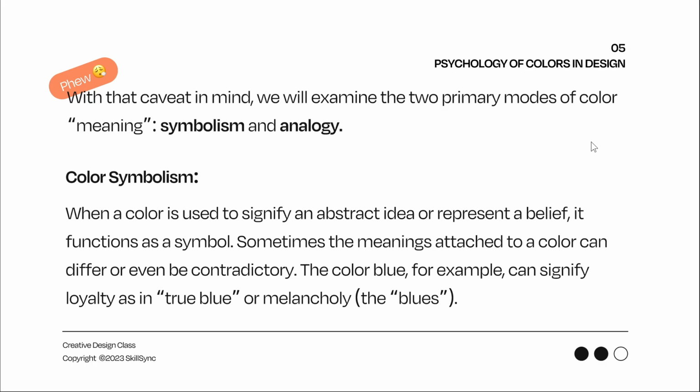Now we have color symbolism and color analogy. With the color symbolism, it's used to signify an abstract idea or represent a belief. It functions as a symbol. In this case, color is functioning as a symbol. So the color blue is used to represent loyalty or trust. That is why most banks have the color blue.